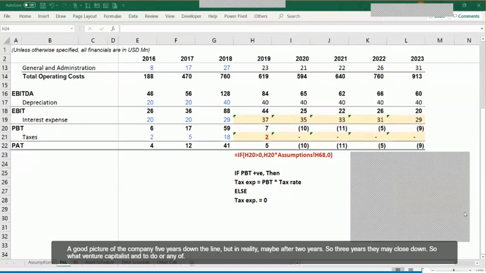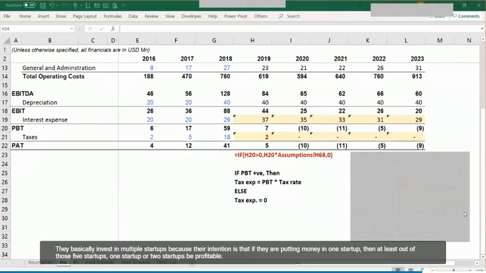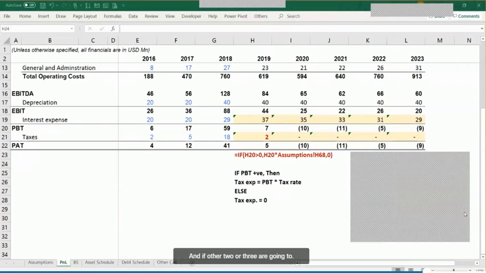So what venture capitalists tend to do, or any other angel investor tends to do, is basically invest in multiple startups, because their intention is that if they are putting money in, then at least out of those 5 startups, 1 or 2 would actually be profitable. And if the other 2 or 3 are going to close down, the profit from the remaining 2 will offset the loss which they would incur in other investments. So that's the strategy in their mind.